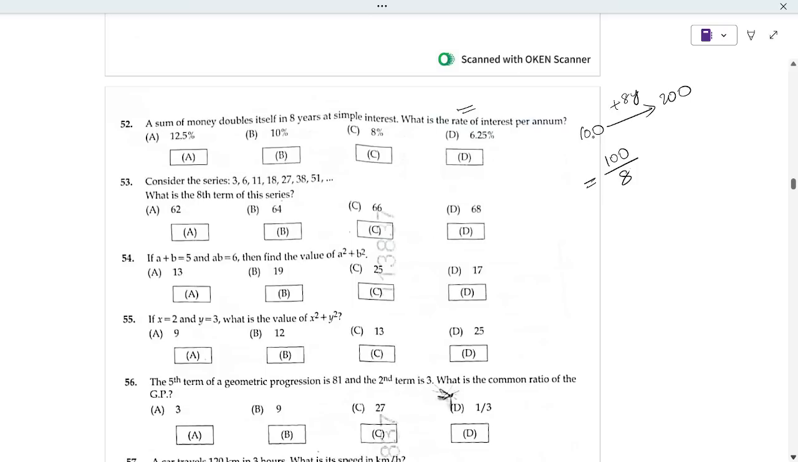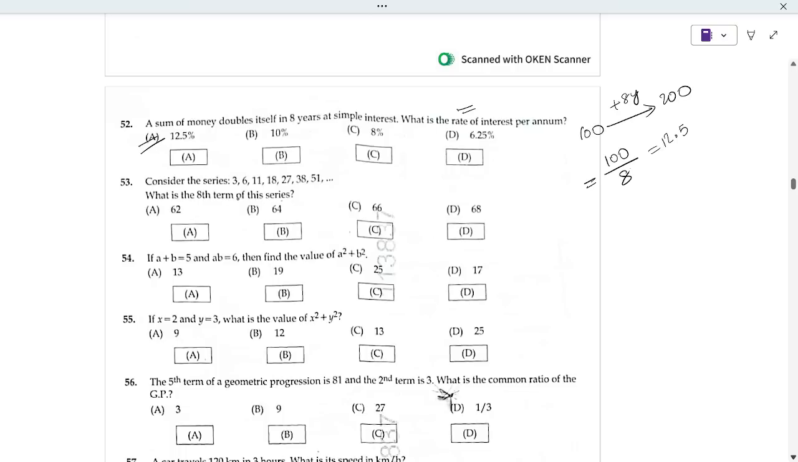So here 100 becomes 200. That means 8 years is 100 percent. So you divide and you will get 12.5, right? If you know the fraction, 1 by 8 is what? 12.5, right? So here 12.5% is the answer.